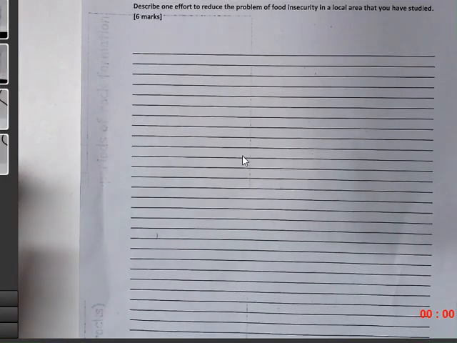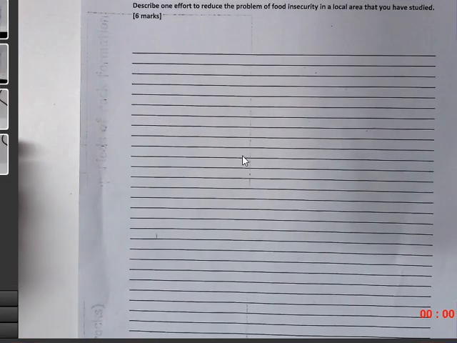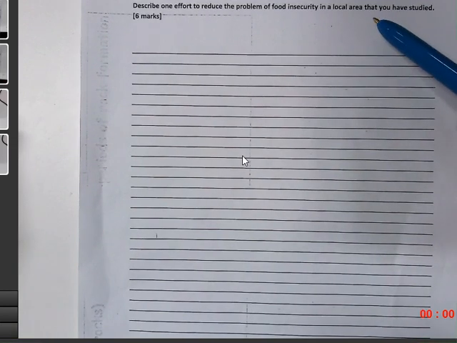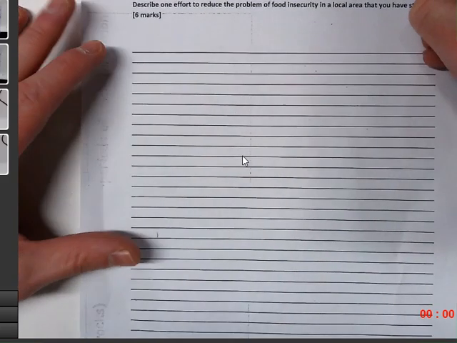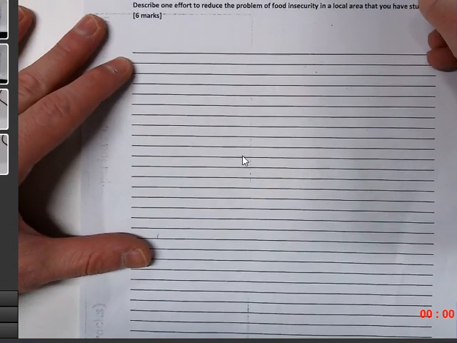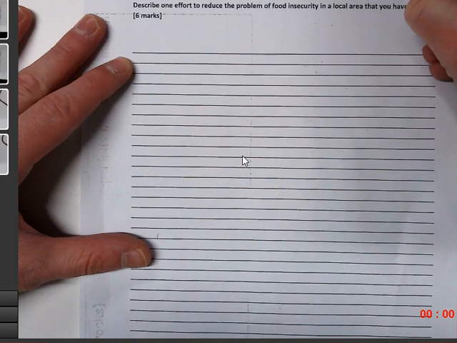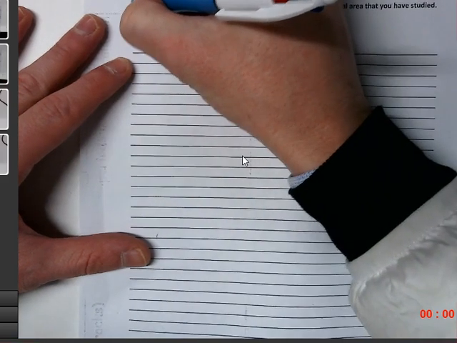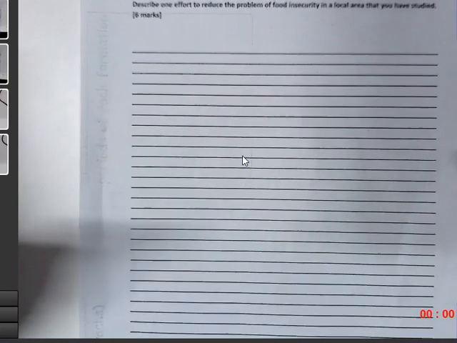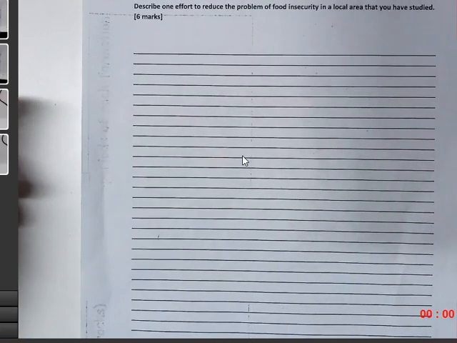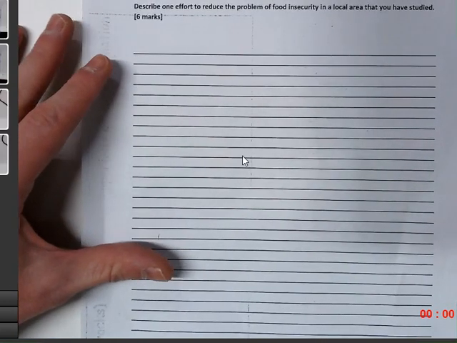Hello again, welcome to another video on one of the GCSE Geography 6-mark questions, which is to describe one effort to reduce the problem of food insecurity in a local area that you've studied. So this is just a novice version of the question. It can come up in a variety of forms in terms of the wording. You can have maybe: describe how one local area that you've studied has attempted to achieve food security on a local scale.